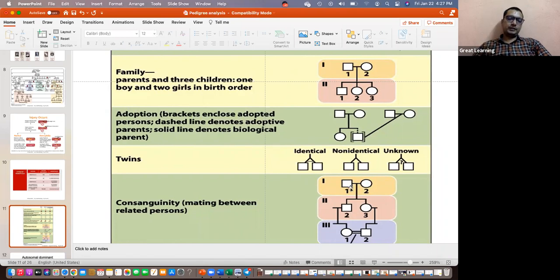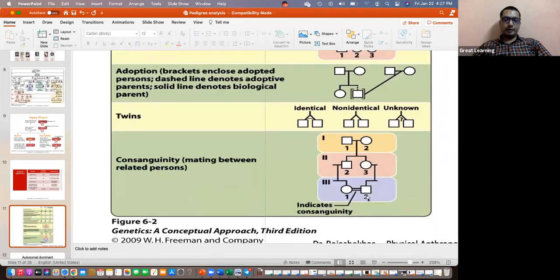The last one is consanguinity. If they marry within the family, they are related to them. So you put 2 lines like this. Instead of showing 1 line for the couple, you show 2 lines. 2 lines means they're blood related. Twins and consanguinity we also don't use.